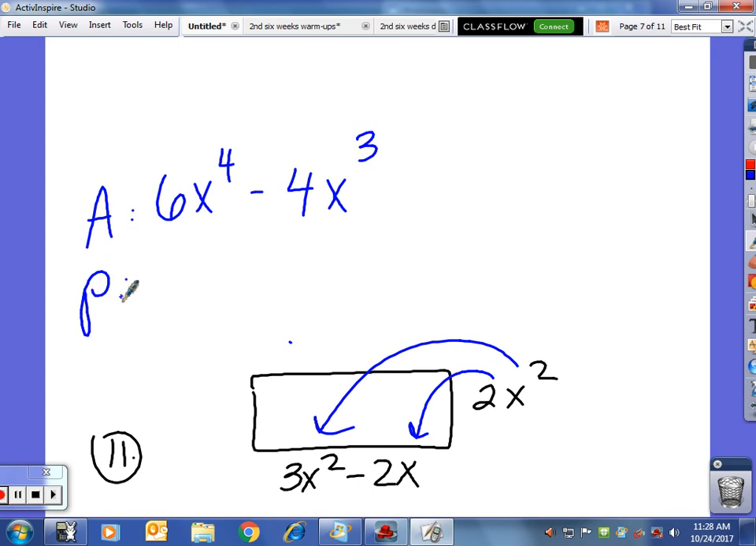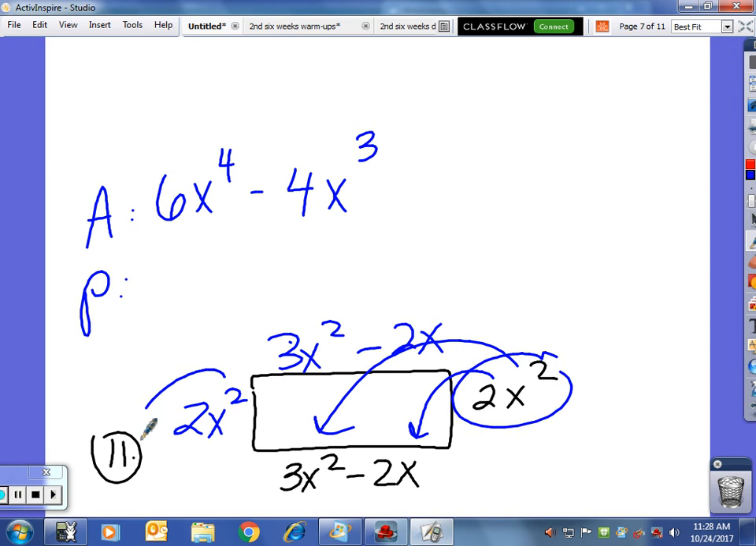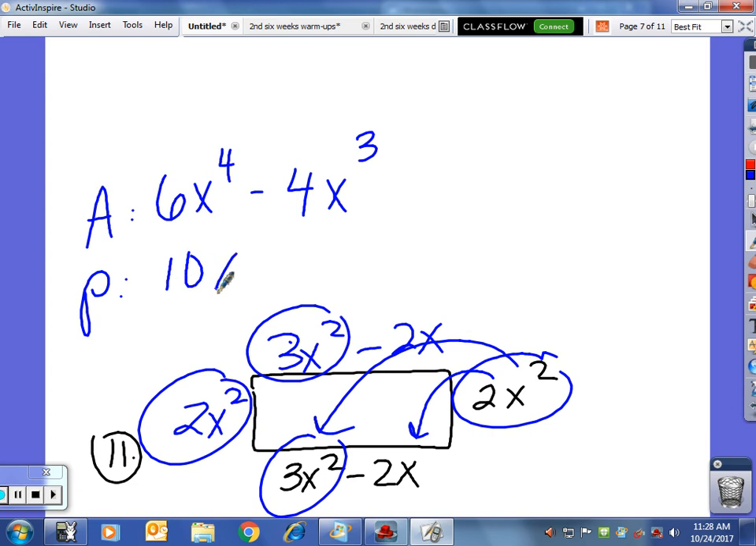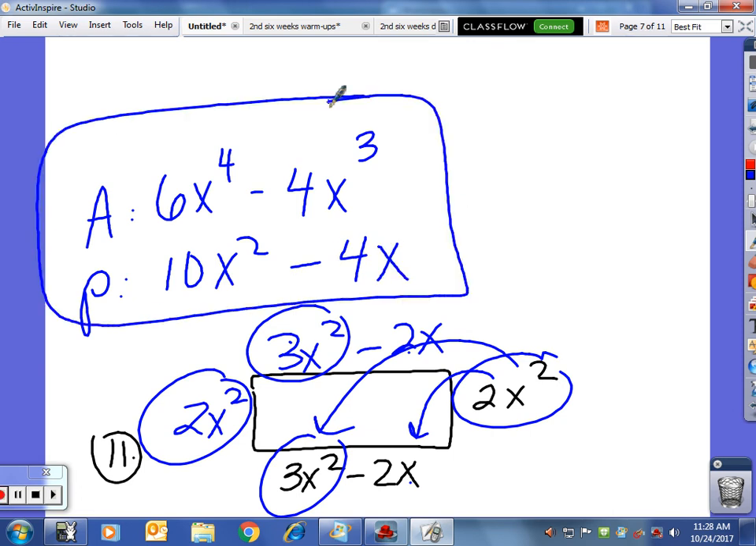Perimeter, add up like terms, and there's a bunch of them. Write in all 4 sides. I see a bunch of groups of x squareds: 2x squared, 2x squared, 3x squared, 3x squared. That's 10x squareds. And then I see a negative 2x and another negative 2x. Minus 4x. That's the perimeter.